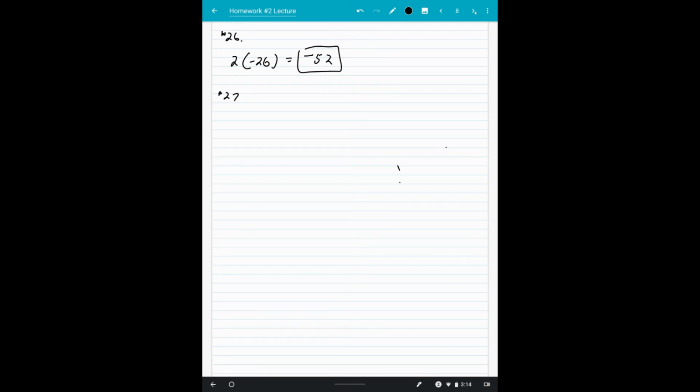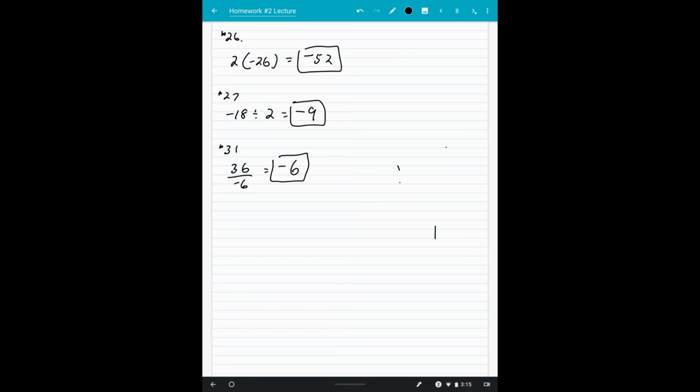Number 27, negative 18 divided by 2. A negative and a positive result in a negative. 18 divided by 2 makes 9. Let's skip over to number 31. 31 has another problem like that. If we have 36 divided by negative 6, a positive divided by negative results in a negative. 36 divided by 6 is 6. And that's what we get. So these are some simpler arithmetic problems. You'll see them here and there.